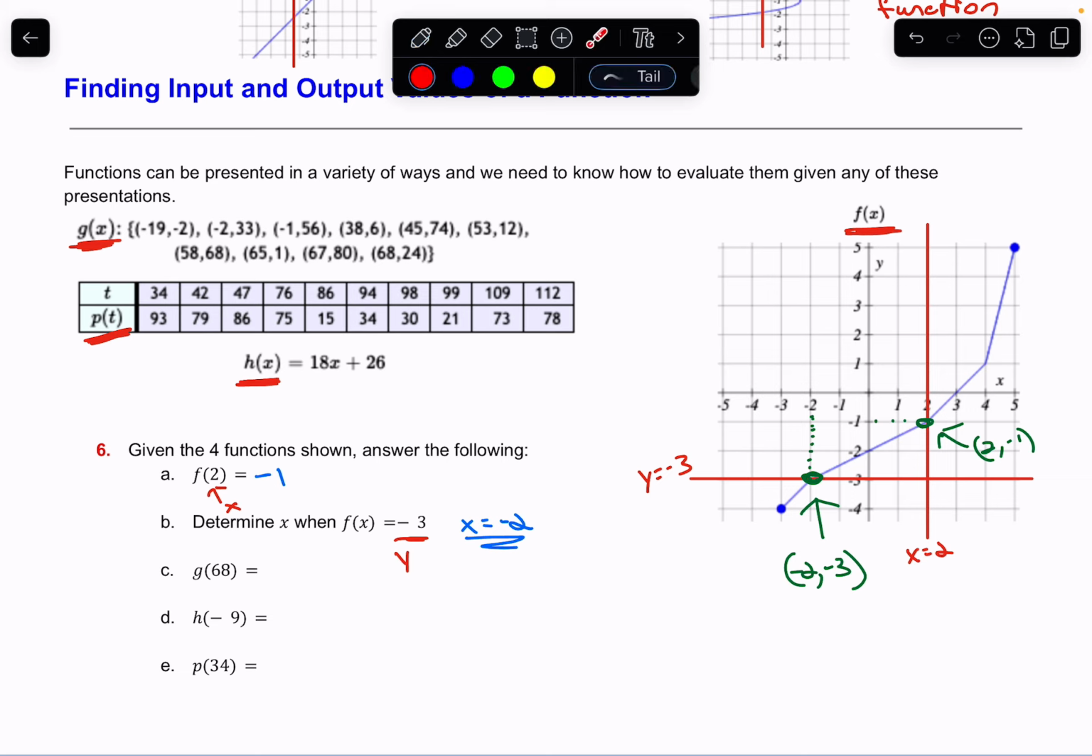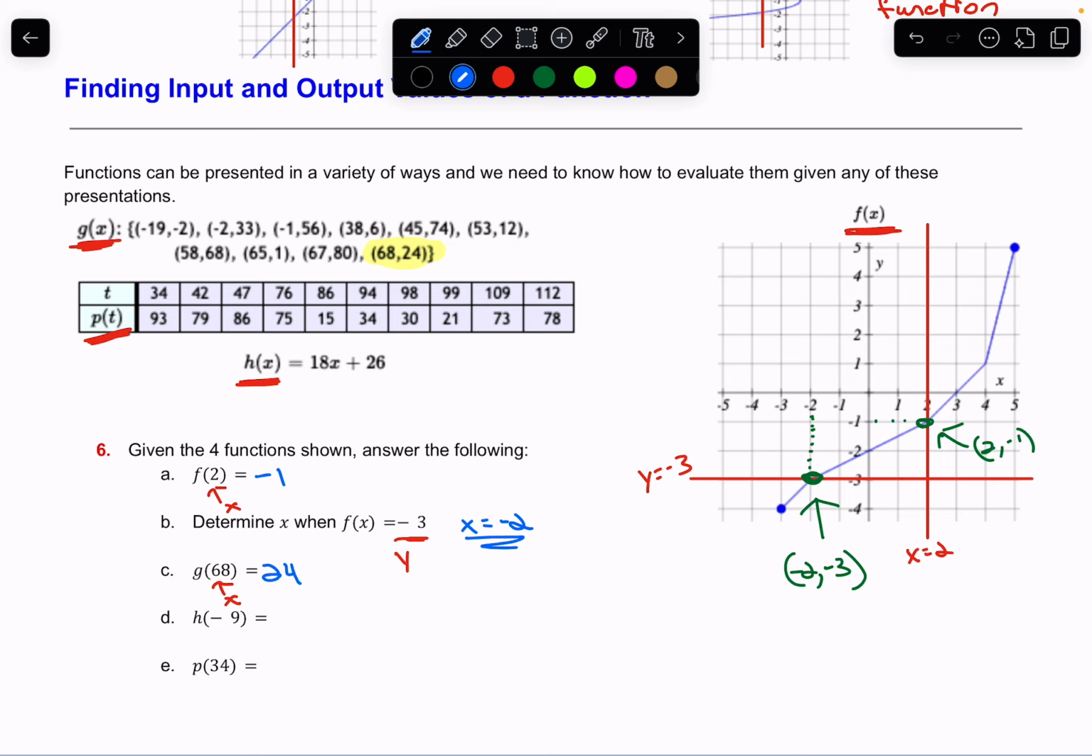Part C says g of 68. The g function is the function at the top where we have a list of ordered pairs. g of 68 means that we are plugging in 68, so 68 is the x value. So what I need to do is go to that list of ordered pairs and find the x value of 68, and that is the very last coordinate. If you look in here, 68 is the last x value we see. You might have thought it's this point over here, 58, 68, but that 68 is actually the y value, not the x value. So we want it where the x is 68, and the y value then is 24. You can see from that ordered pair, the y value is 24.